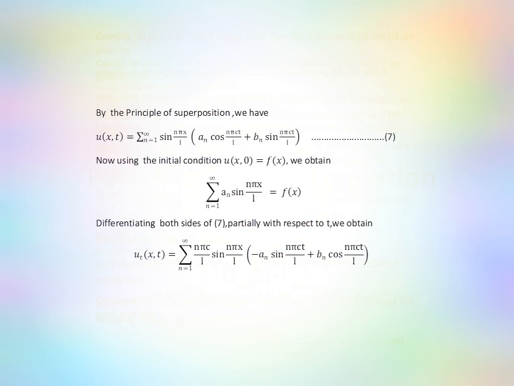So now we have u of x,t equal to summation n equal to 1 to infinity sin n pi x by l multiplied by a_n cos n pi ct by l plus b_n sin n pi ct by l, denoted by the number 7. Now using the initial condition u of x,0 equal to f of x, we obtain summation n equal to 1 to infinity a_n sin n pi x by l equal to f of x. Differentiating both sides of 7 partially with respect to t, we obtain u_t of x,t equal to summation n equal to 1 to infinity n pi c by l sin n pi x by l multiplied by minus a_n sin n pi ct by l plus b_n cos n pi ct by l.